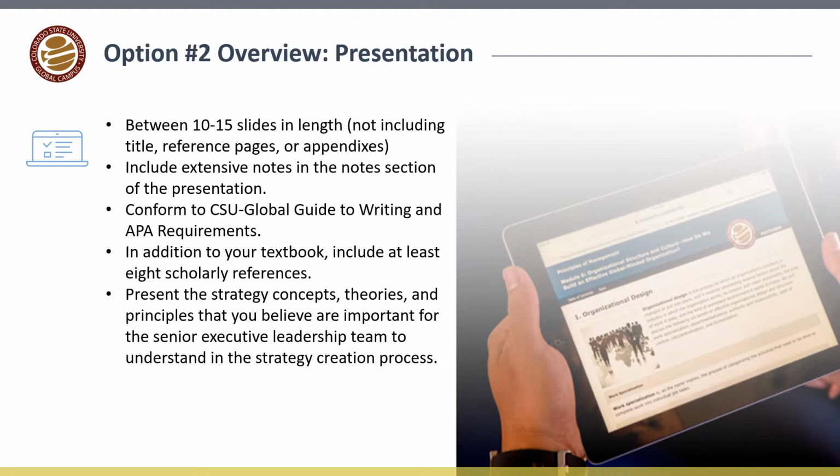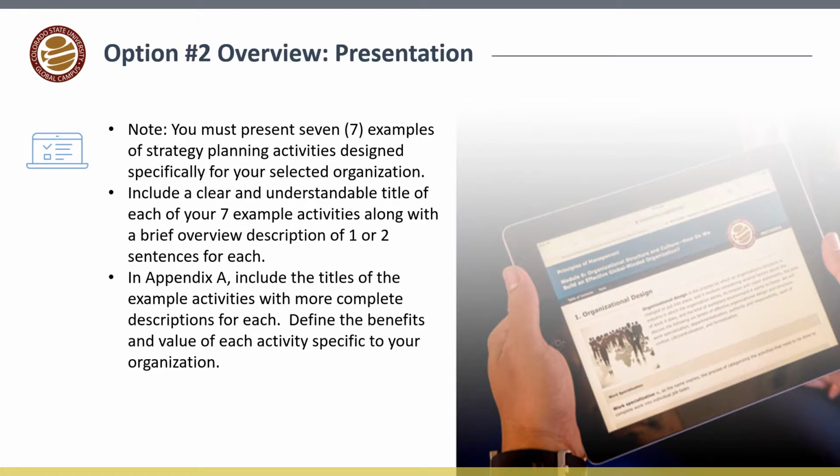You're going to present the strategy concepts, theories, and principles that you believe are important for the senior executive leadership team to understand in the strategy creation process. You need to present a minimum of 7 examples, although I don't recommend going above 7, of strategy planning activities designed specifically for your selected organization.